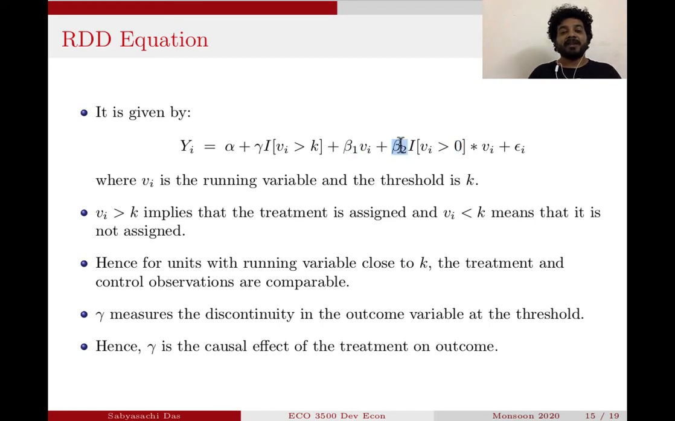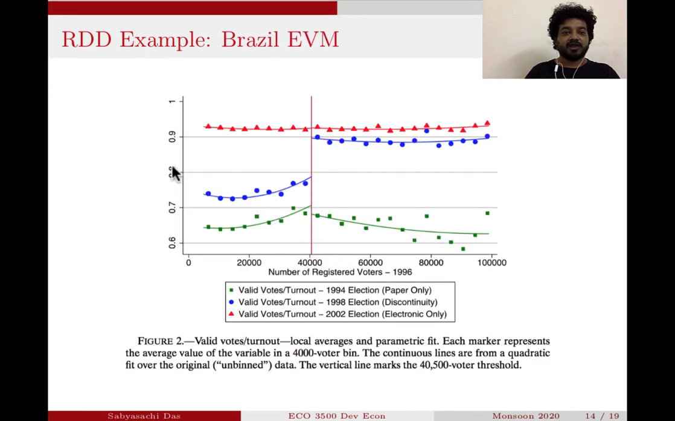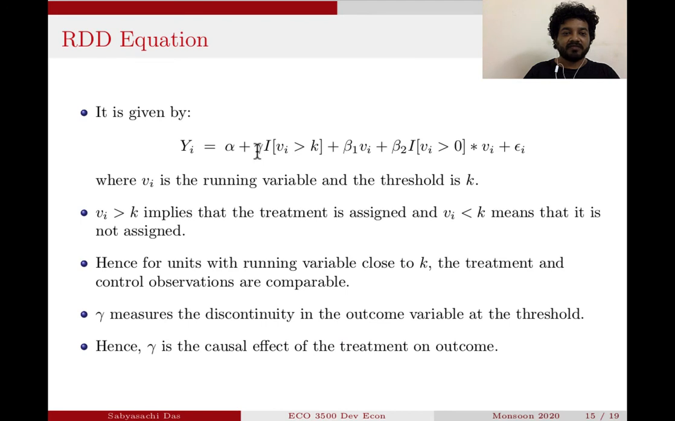So I'm allowing this beta 2 to be different from 0, meaning that I'm allowing the relationship between the running variable and outcome variable to be different on the left hand side of the threshold as well as on the right hand side of the threshold. So if beta 2 is different from 0, then it will give you that the left and the right relationship is different. So after allowing for this change in slope on the two sides, so after allowing that the slope here and here might be different, you want to measure the vertical distance at that threshold. So that's what gamma is giving you.